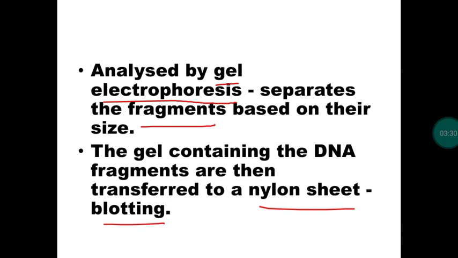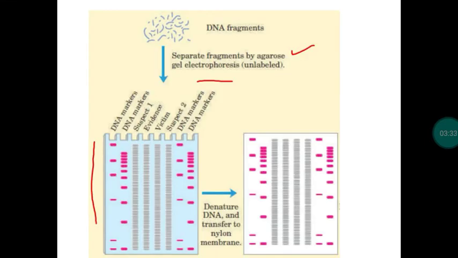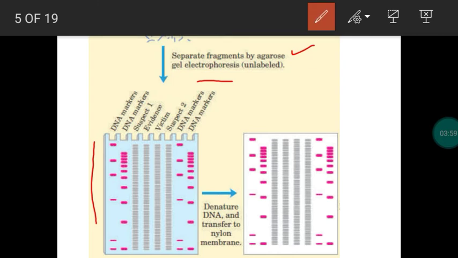Okay. So first we get the sample, then the sample will be cut into DNA fragments with different lengths, which will be added to the gel. We are going to analyze it. The process is called gel electrophoresis. This DNA in the gel is transferred onto nylon sheets. Okay. So the DNA containing gel is transferred onto the nylon sheet. So the process is called blotting.